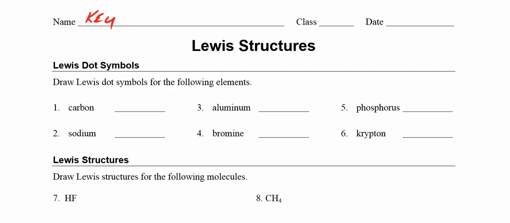All right, let's go ahead and get started. I do want to welcome you to this worksheet. This is Lewis Structures. You are going to need a periodic table for this one, so if you don't have one handy, go ahead and pause the video and we'll get started. So here we go. Lewis dot structures.